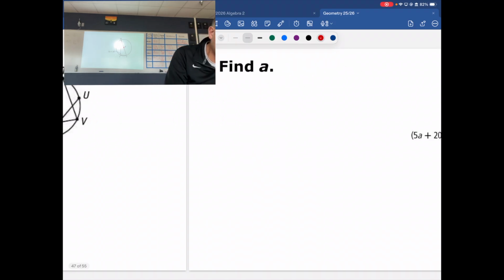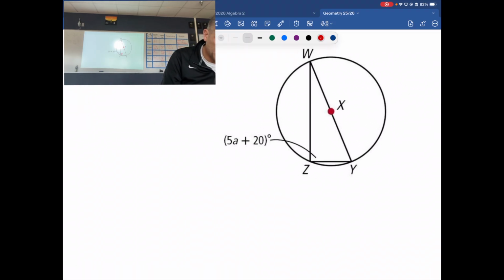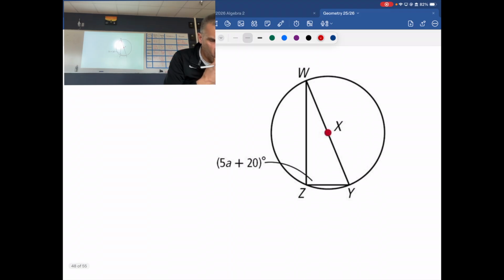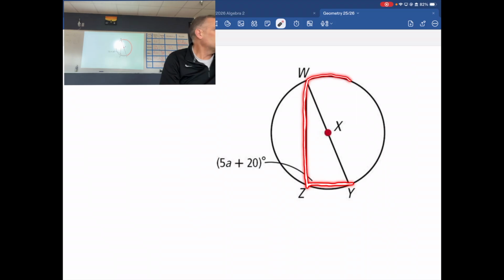I've got this angle right here. That angle right there creates that arc right there. Do I know the measure of this arc? It doesn't tell us, right? It's going to be double 5a plus 20. Technically, and don't write this down, it's 5a plus 20, that's the angle times 2.